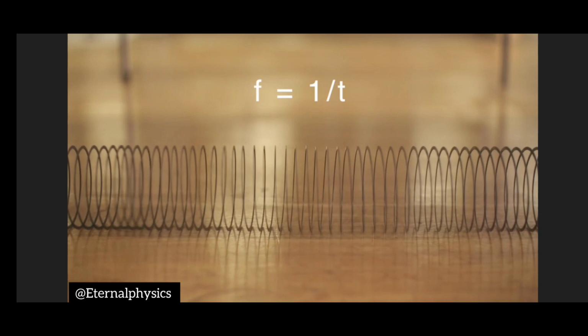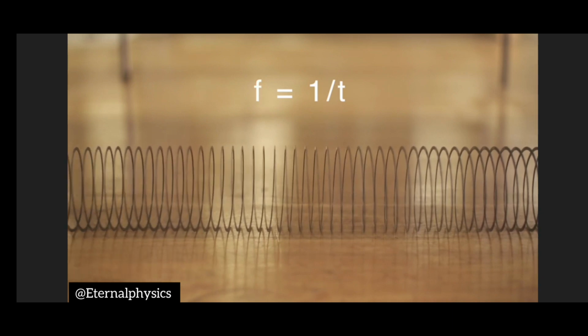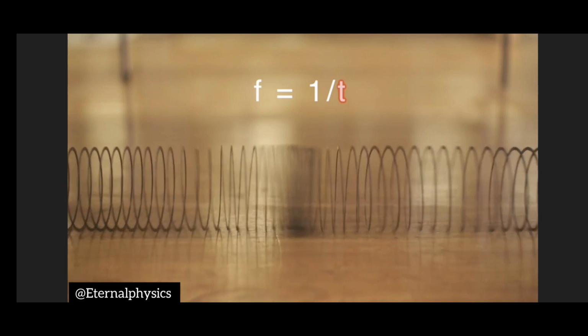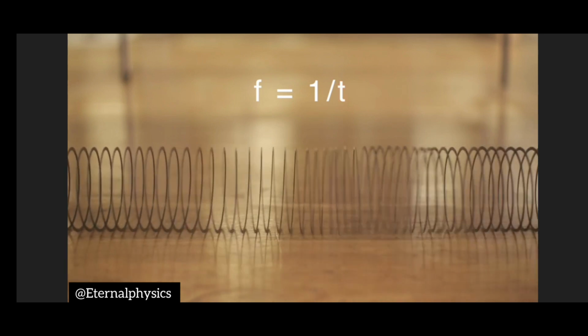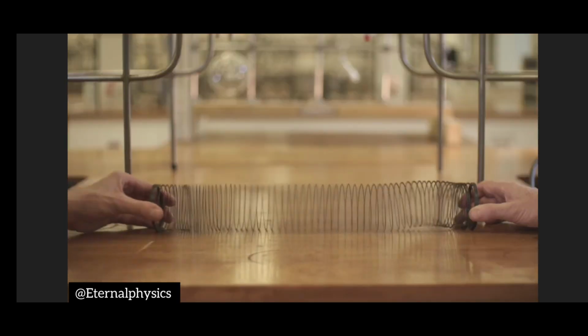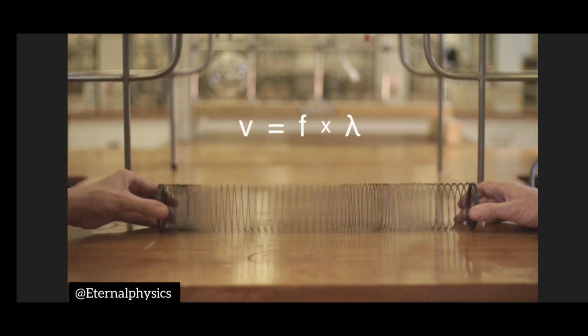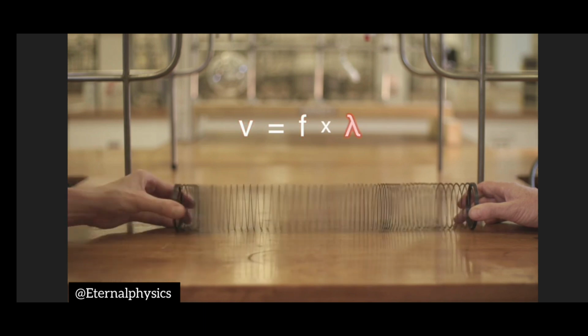The number of oscillations that happen in a specific time is called the frequency. Frequency is the number of waves that pass a point every second and is measured in hertz. If one wave passes in a second, the frequency is 1 hertz. The speed of a wave can be calculated using the equation speed equals frequency times wavelength.